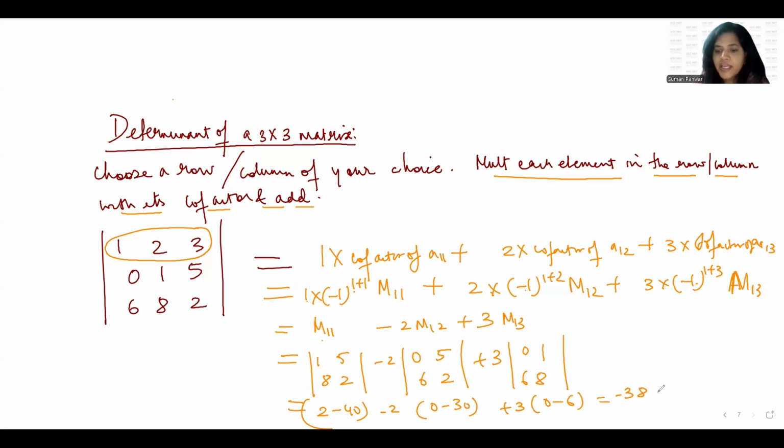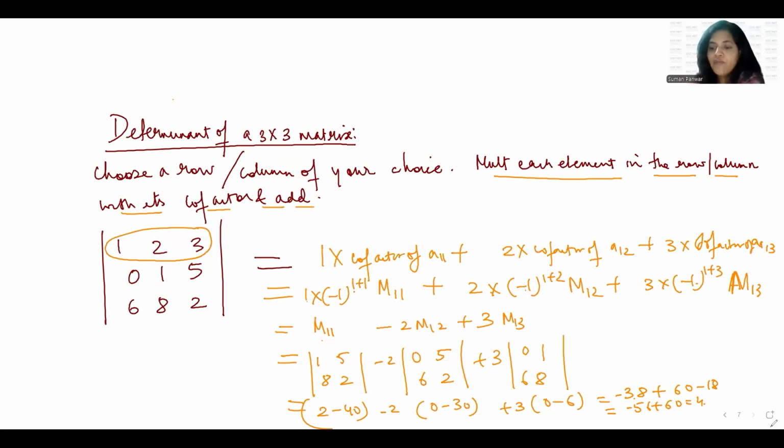So minus 38 plus 60 minus 18. So minus 38 minus 18 is minus 56 plus 60, which is going to be 4. So, you choose a row or a column of your choice and you will always get the same answer. So that is how you calculate determinant of a 3 by 3 matrix.